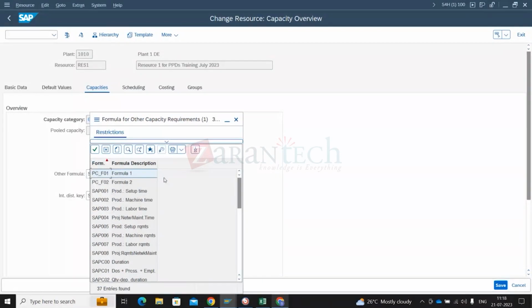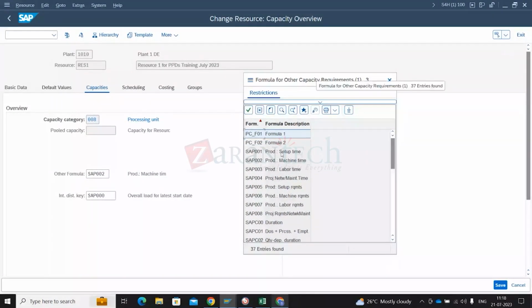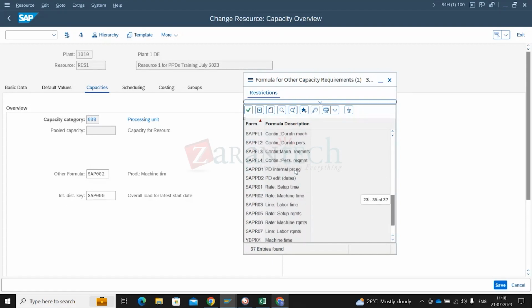Hey, I've chosen the production machine times only. So I have to add additional formula to the capacity. This is the processing unit only, right? So I have to add another capacity, another formula to the setup time and labor time and apply that. So there is no formula which can consider all of them together, it looks like, from the standard.